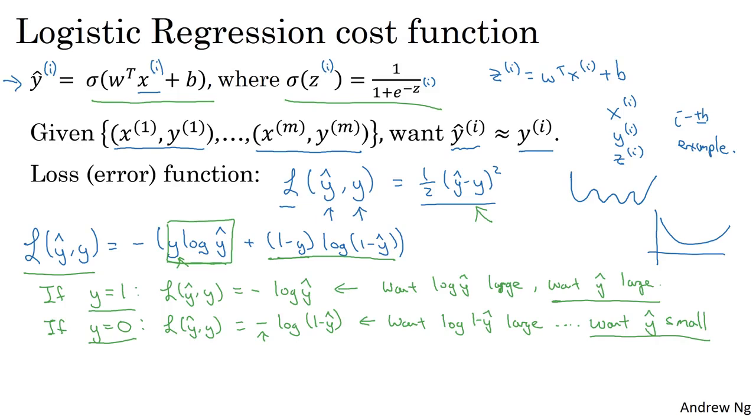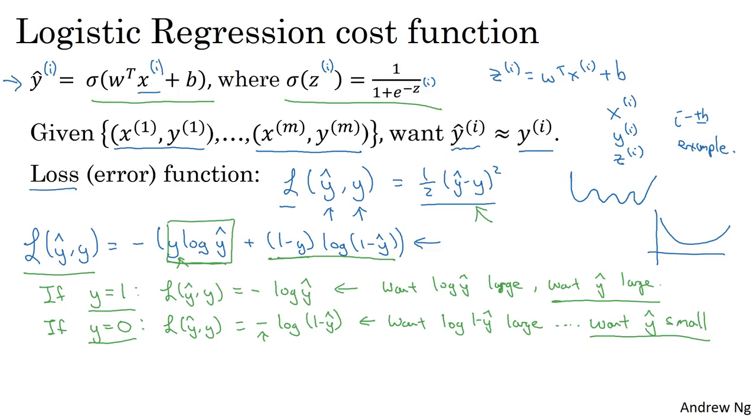Now, there are a lot of functions with roughly this effect, that if y is equal to 1, it will try to make y hat large, and if y is equal to 0, it will try to make y hat small. We just gave here in green a somewhat informal justification for this particular loss function. We'll provide an optional video later to give a more formal justification for why in logistic regression we like to use the loss function with this particular form.